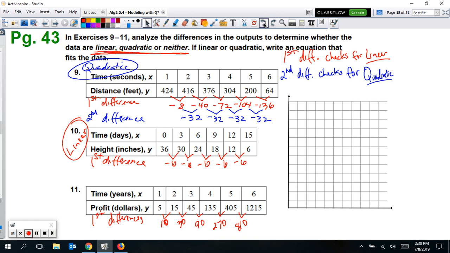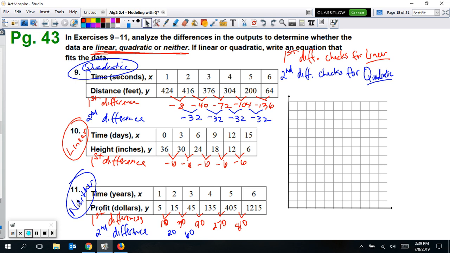Now we want to check second differences to see, is it a quadratic function? From 10 to 30, we're going up by 20. 30 to 90, we're going up by 60. Right off the bat, I don't need to go any further. Since these are not the same number, I know it's not quadratic either. So on this one, the answer is neither. It's not linear, it's not quadratic, so we would say neither.